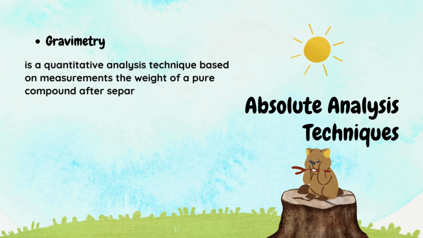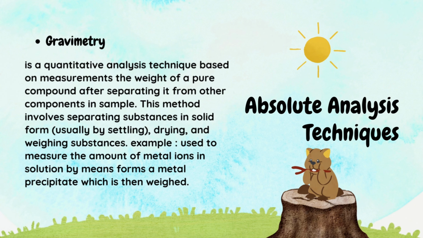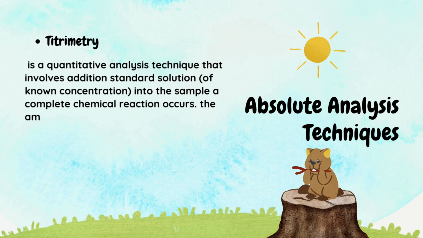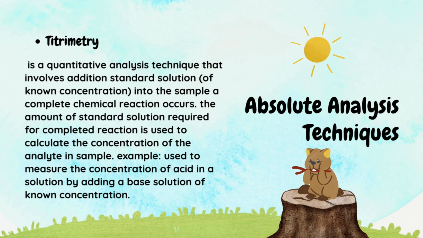1. Gravimetry is a quantitative analysis technique based on measurement of the weight of a pure compound after separating it from other components in the sample. This method involves separating substances in solid form, usually by settling, drying, and weighing the substances. Titrimetry is a quantitative analysis technique that involves adding a standard solution of known concentration into the sample until a complete chemical reaction occurs. The amount of standard solution required for the completed reaction is used to calculate the concentration of the analyte in the sample.